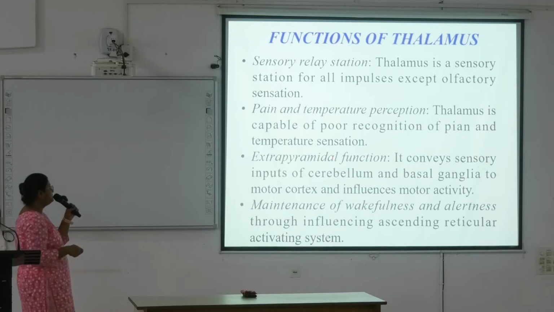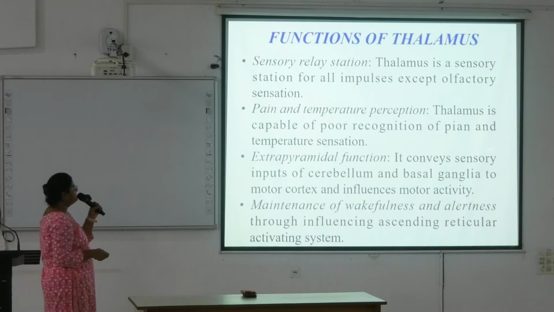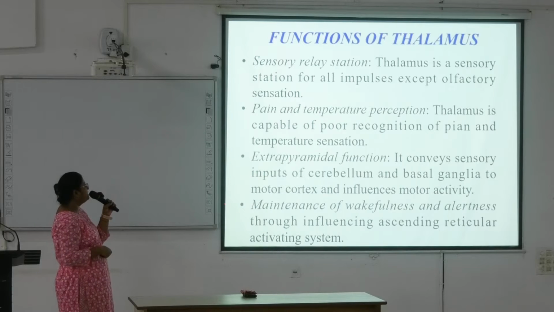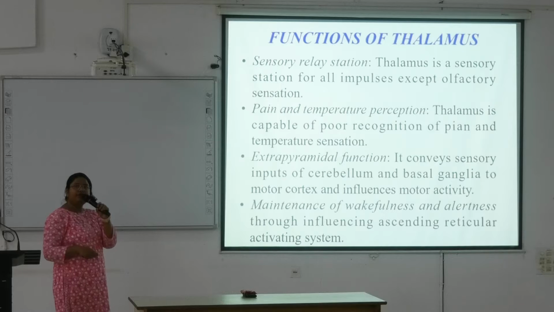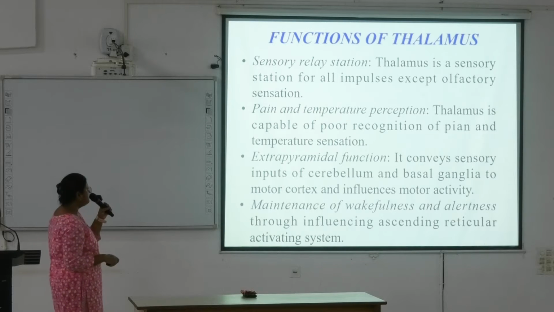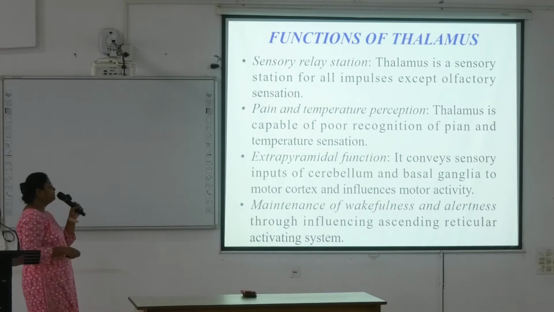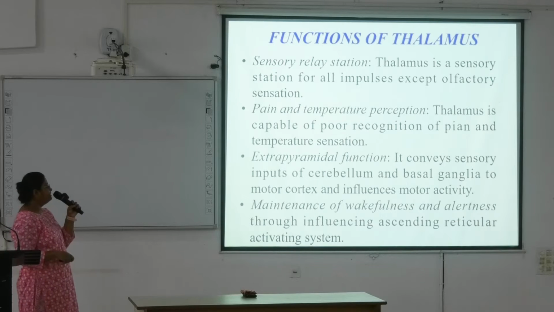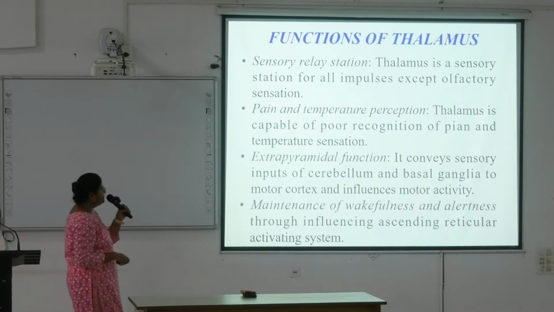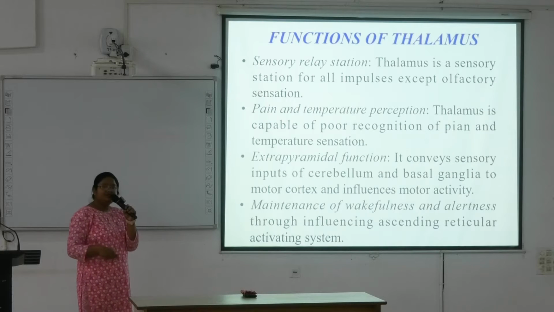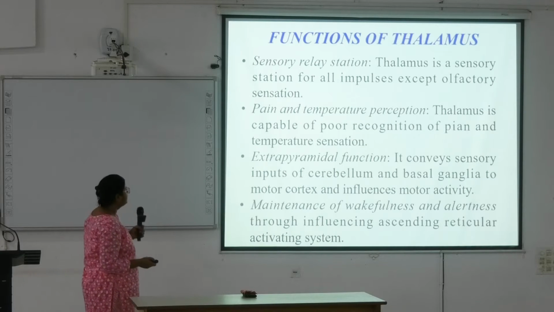Next is extrapyramidal function. It conveys the sensory inputs of cerebellum and basal ganglia to the motor cortex and influences the motor activity. So this is extrapyramidal function. Next is maintenance of wakefulness and alertness through influencing the ascending reticular activating system. Okay, it is lying within the brainstem.